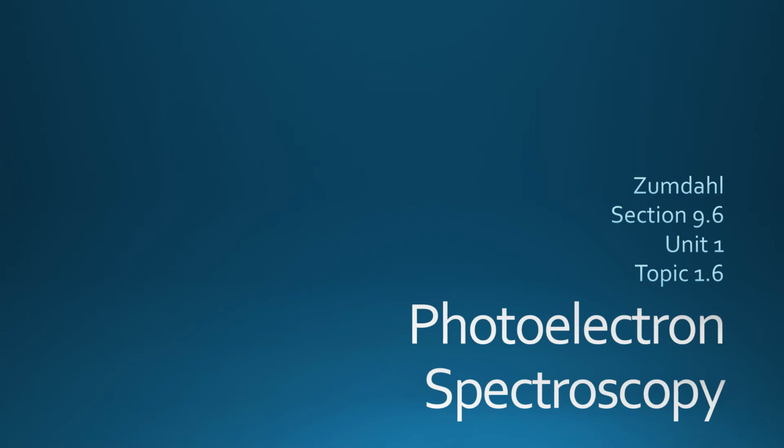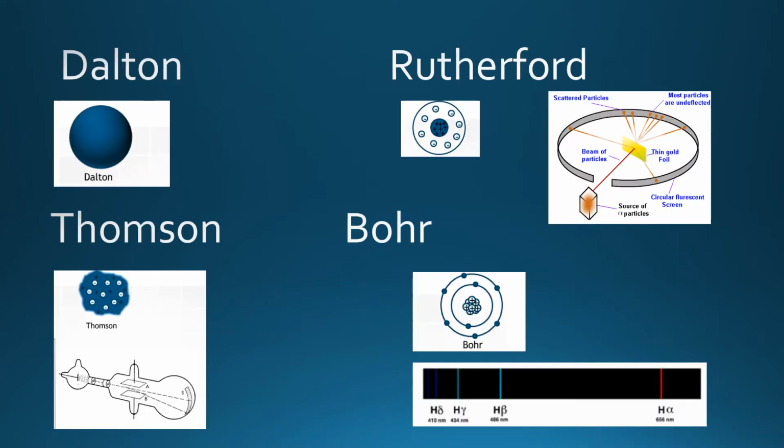Photoelectron spectroscopy. It's another way to study electrons in an atom. Dalton determined that all matter contains atoms, and Thomson went on to find that there are electrons in all atoms. He was followed by Rutherford, who is credited with discovering the nuclear atom. Remember the gold foil experiment? And Bohr followed Rutherford, and Bohr was able to determine that the electrons had different energies and they traveled in orbitals.